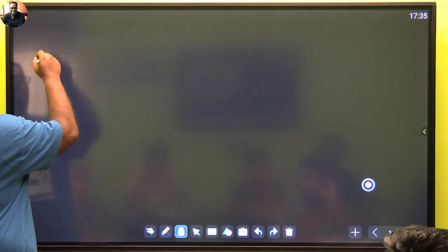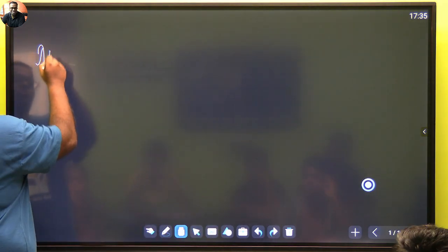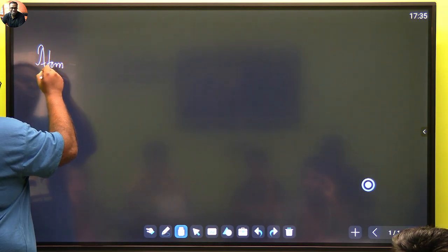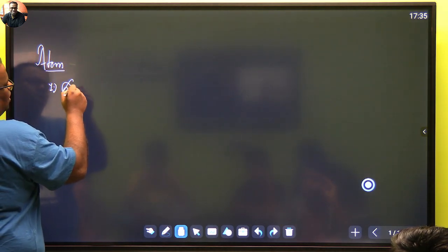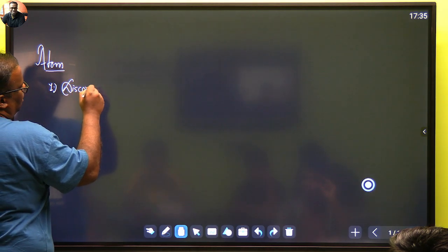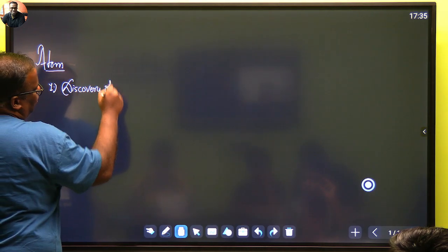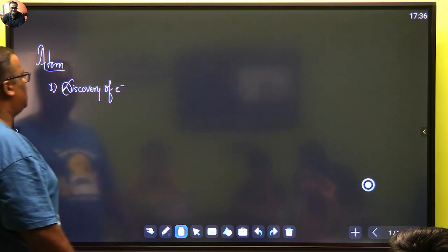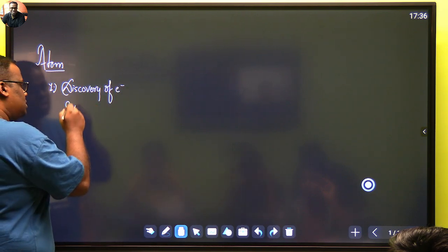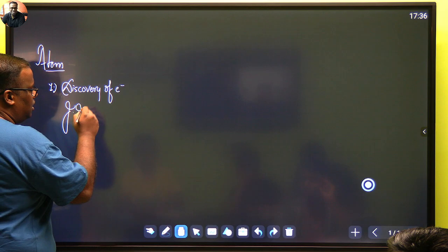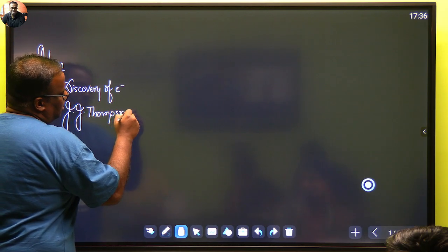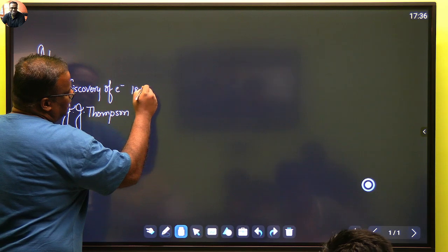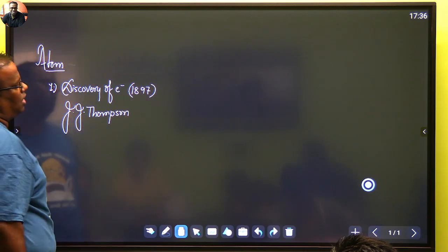So we start with the atom and we go back to the period. All books will start first with something called discovery of electron. Discovery of electron is attributed to the scientist named J.J. Thomson, and approximately 1897 is the year taken as the discovery.